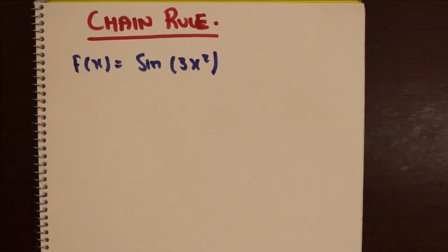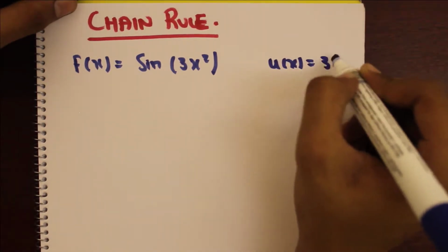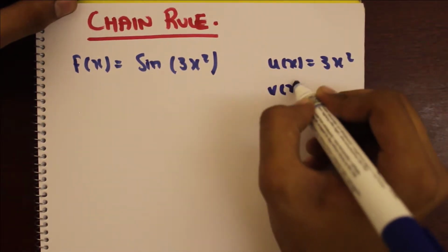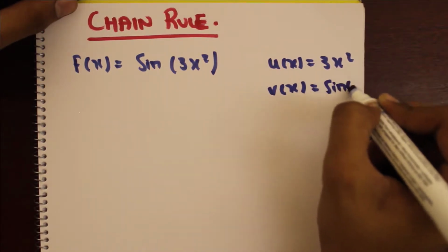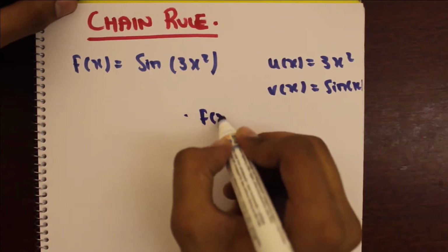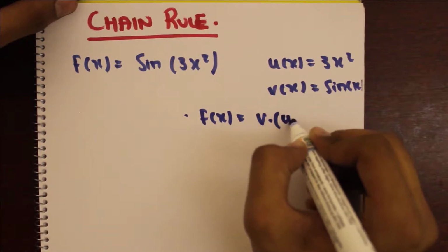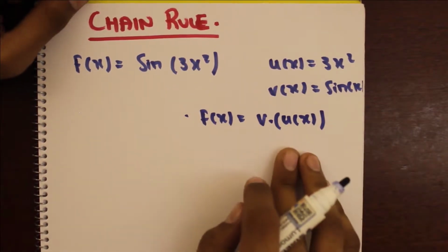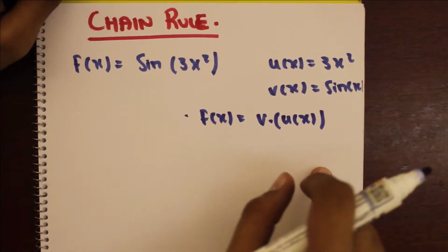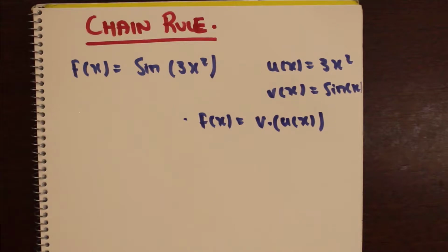The chain rule is used in cases whereby the function given to you could possibly be a composite function. In this case, u of x could be 3x squared and v of x could be sine of x. Hence f of x would be equal to v of u of x. That's a composite function, and this is a case whereby you'll have to use the chain rule.